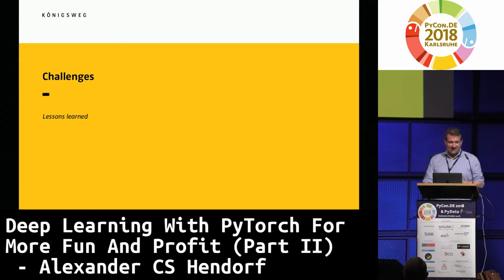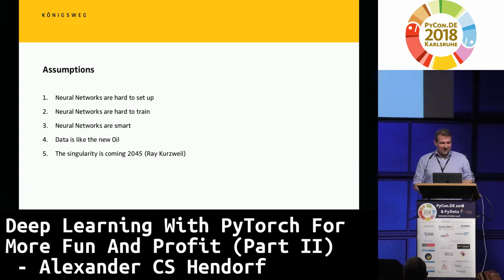So the challenges, lessons learned here. The assumptions were: neural networks are hard to set up. Neural networks are hard to train. Neural networks are hard to understand. But neural networks are smart. This is when you look at stuff online. Data is like the new oil.